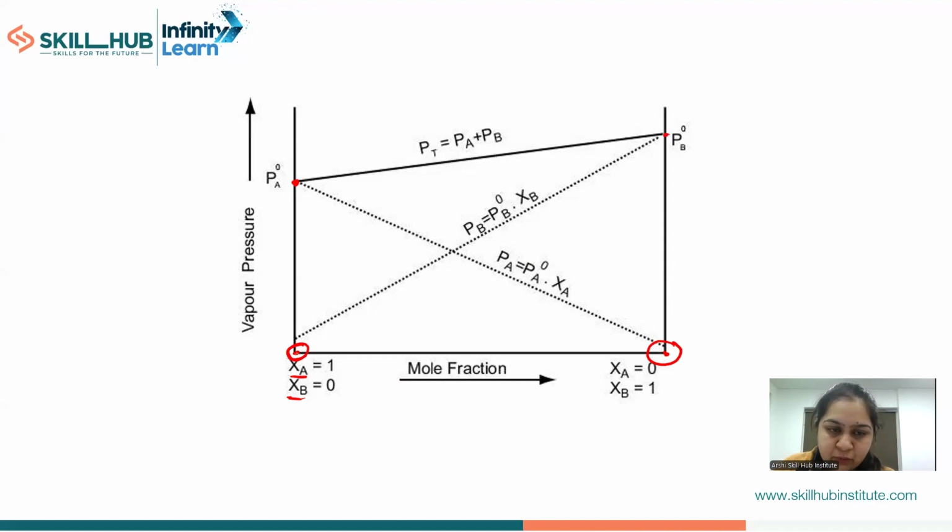For example, when I'm moving from left to right, the mole fraction of A is decreasing. Since the mole fraction of A is decreasing, the vapor pressure that is generated because of A is going to decrease. And eventually, when it comes to this point, there will be no A, and if there is no A, then the vapor pressure that is generated because of A will become 0. Similarly, when I'm moving from right to left, the mole fraction of B is decreasing. So if the mole fraction of B is decreasing, then the partial vapor pressure that is generated because of B is going to decrease. And eventually, when there will be no B, the value will turn out to be 0.